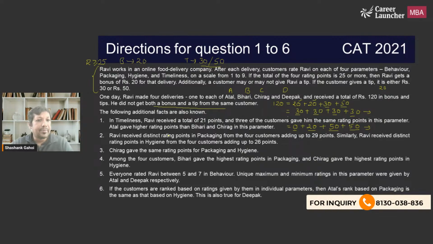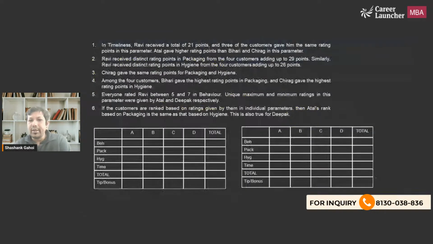Now, in timeliness, Ravi received a total of 21 points, and three of the customers gave him the same rating points in the parameter. Atal gave higher rating points. Okay, fair enough. So I have made two tables to solve this question. What are the direct pieces of information given in the question? I'm going to write them all down, and then figure out what might be a possibility. Okay, now let's start.